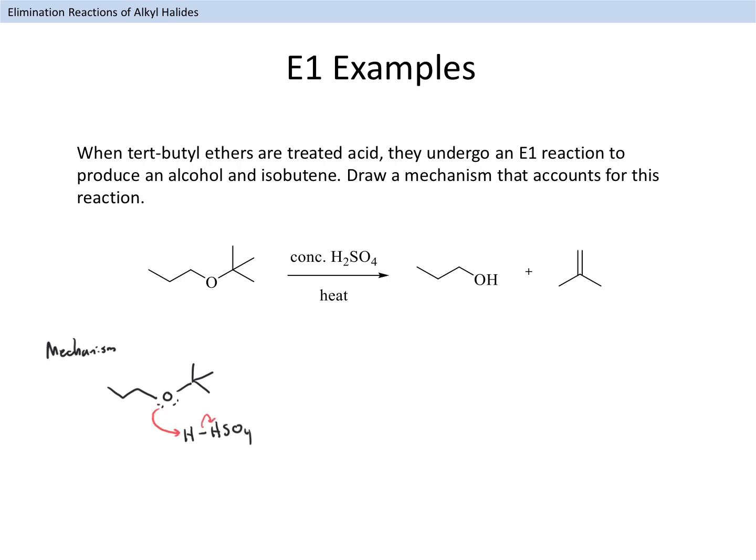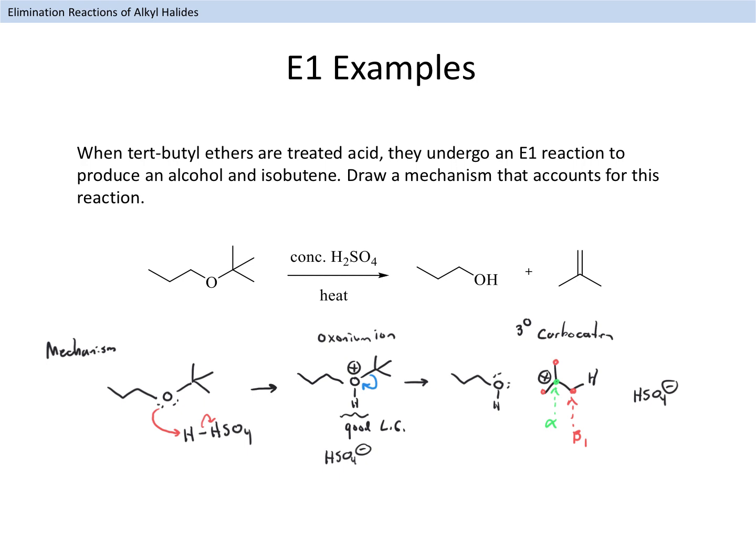Sulfuric acid, being a strong acid, donates a proton to the oxygen atom in the ether. This protonation converts the oxygen into an oxonium ion, making it a better leaving group. The protonated ether now looks like this. The oxygen is bonded to a hydrogen, resulting in a positively charged species. Next, the protonated ether undergoes cleavage. The bond between the oxygen and the tert-butyl group breaks, resulting in the formation of a tert-butyl carbocation and a propanol molecule. This step is crucial as it forms the carbocation intermediate, which is a hallmark of the E1 mechanism.